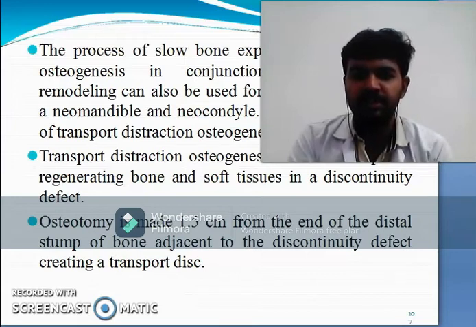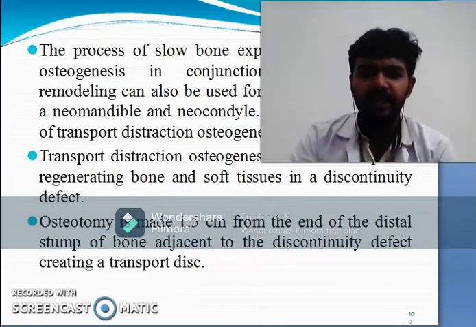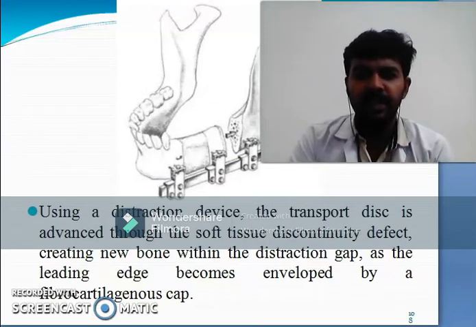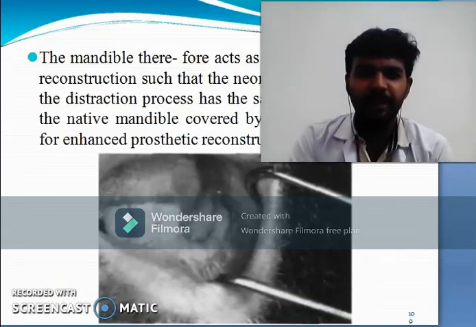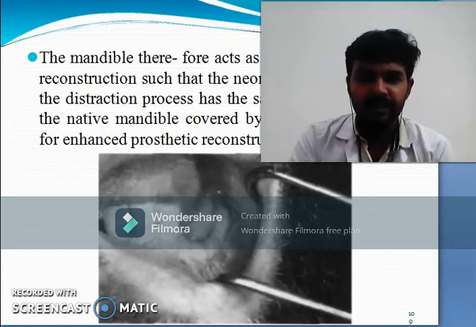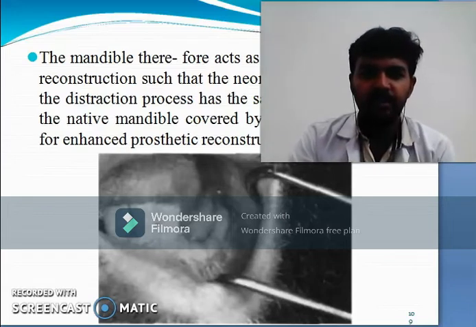Transport distraction osteogenesis is the technique of regenerating bone and soft tissues in a discontinuity defect. An osteotomy is made 1.5 cm from the end of the distal stump of the bone adjacent to the discontinuity defect, creating a transport disc. Using a distraction device, the transport disc is advanced through the soft tissue discontinuity defect, creating new bone within the distraction gap as the leading edge becomes enveloped by the fibrocartilaginous cap. The mandible therefore acts as a bony template for the reconstruction, such that the new mandible created from the distraction process has the same size and shape as the native mandible covered with gingiva. This serves for enhanced prosthetic reconstruction.